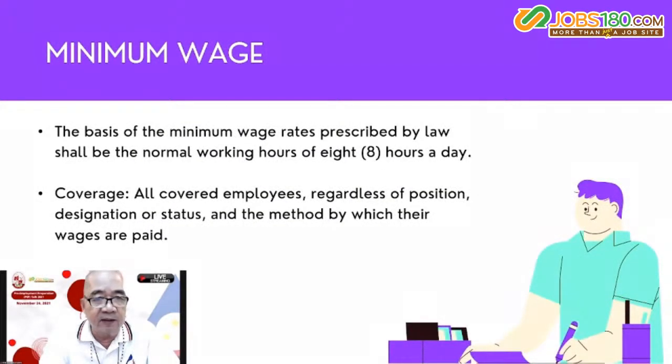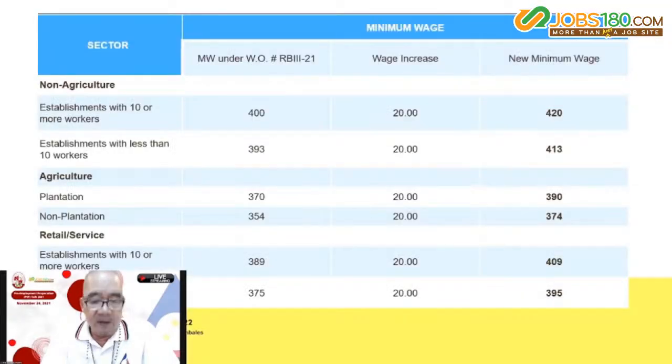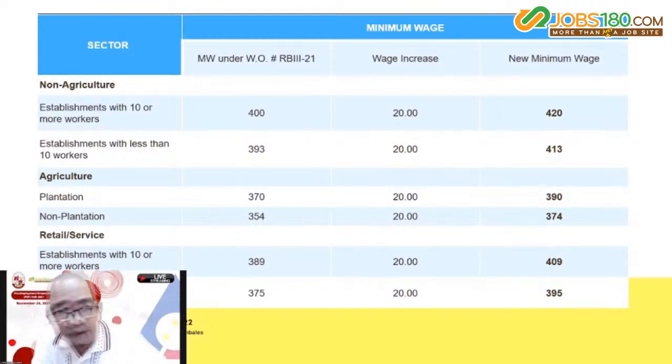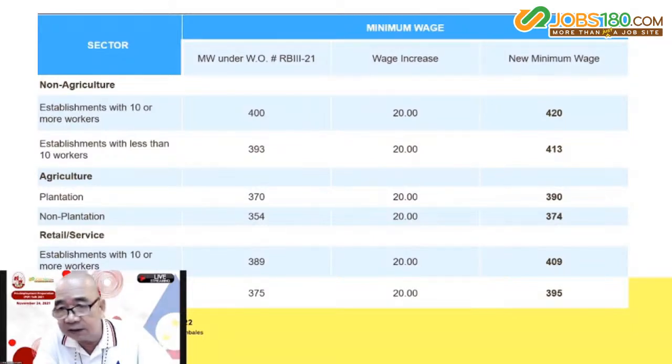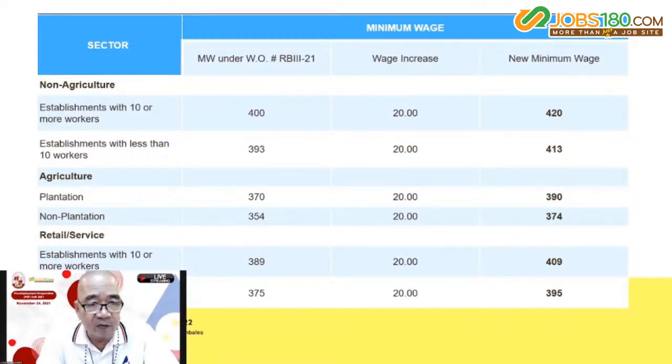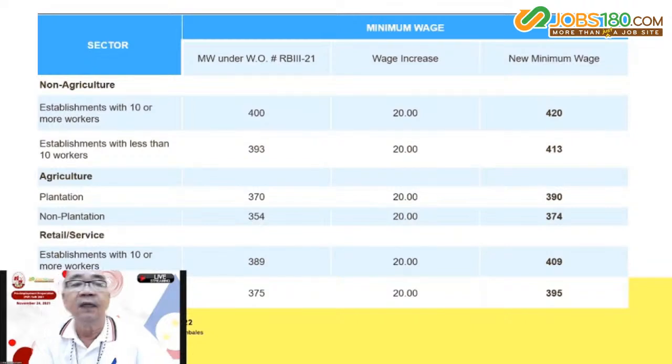Okay, the minimum wage is the rate prescribed by law for the normal working hours of 8 hours a day. The coverage is regardless of position, designation, or status, and the method by which their wages are paid. So, Bataan is included in Region 3. For non-agriculture establishments with 10 or more workers, our minimum wage now is 420. For less than 10 workers it is 413, and for the agriculture sector, for plantation it is 390, and for non-plantation it is 374. And of course, for retail and service, with more than 10 workers, they're going to receive 409, and for less than 10 workers, 395.